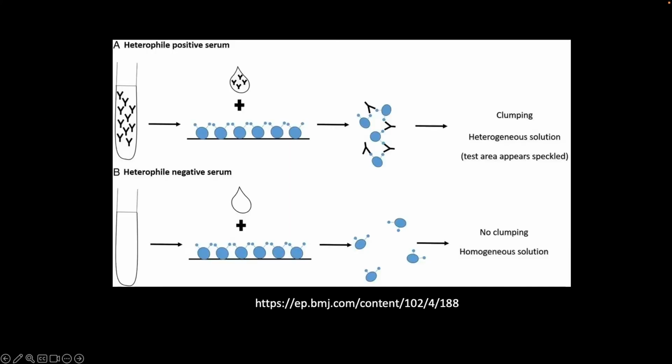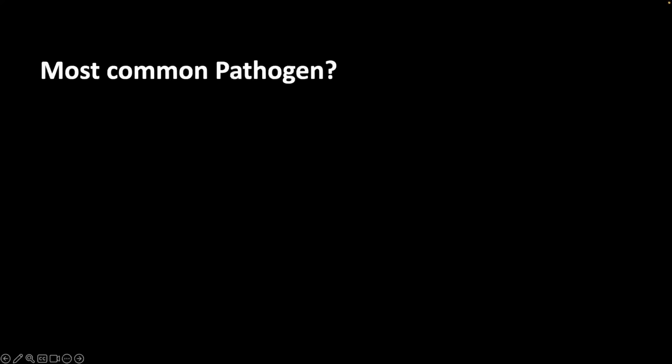Here's how the heterophile test works. A positive heterophile serum, you'd get clumping, and the test area would appear speckled, versus you'd get no clumping and a homogeneous solution if it's negative. And what's the most common pathogen in mono? Either the EBV or CMV virus.